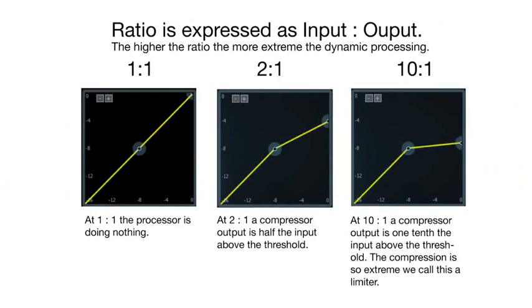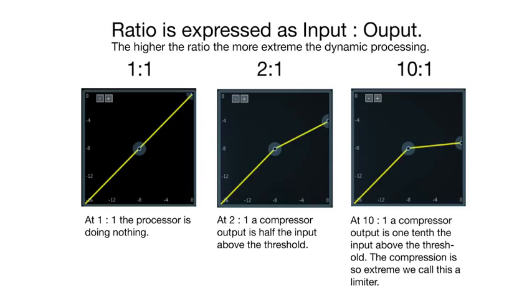The ratio will always be expressed as a number to 1, something over 1. And that's going to be input to output above the threshold. So if we have a 1-to-1 ratio, above the threshold, nothing happens. Input equals output. If I had a 2-to-1 ratio, that's saying if the input goes up 2 decibels, the output only goes up 1 decibel. So above the threshold, the output will be half the level of the input.